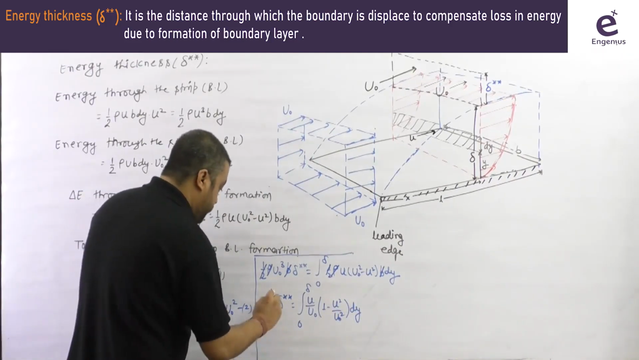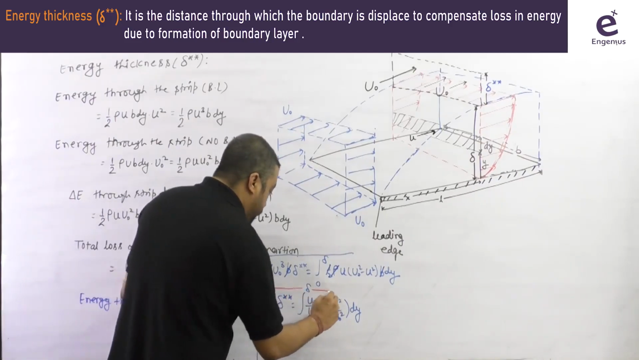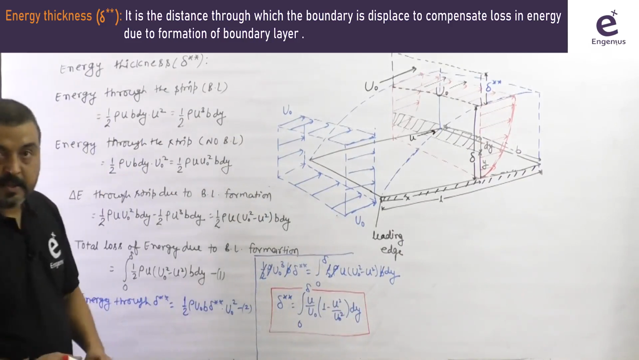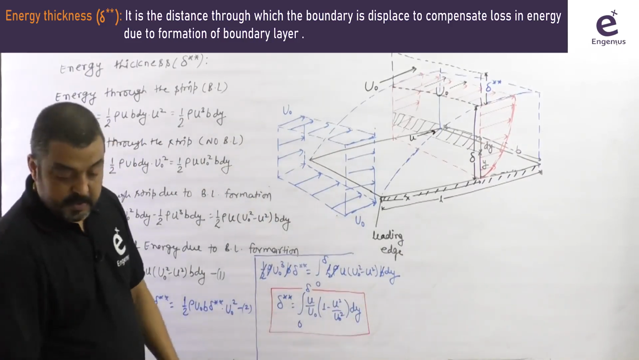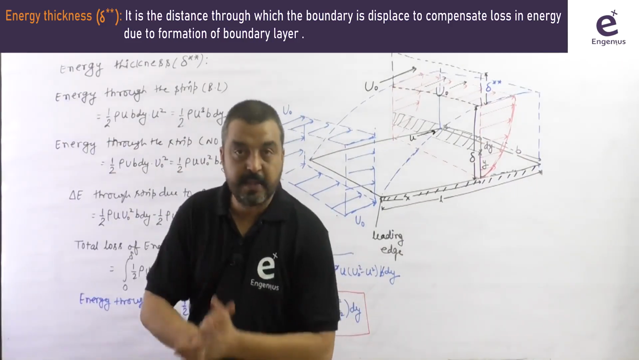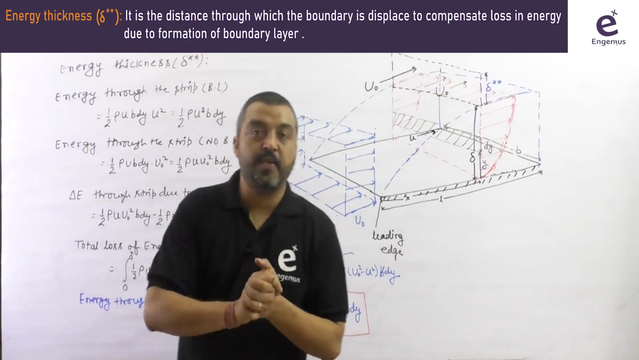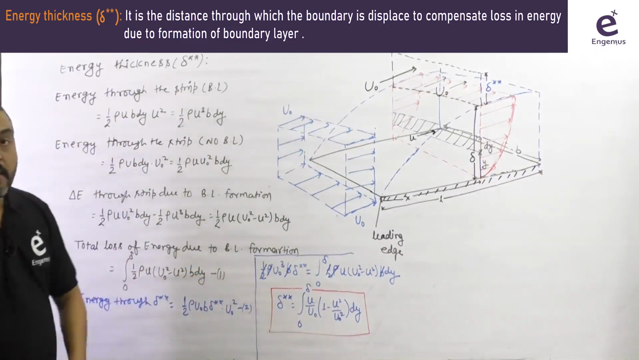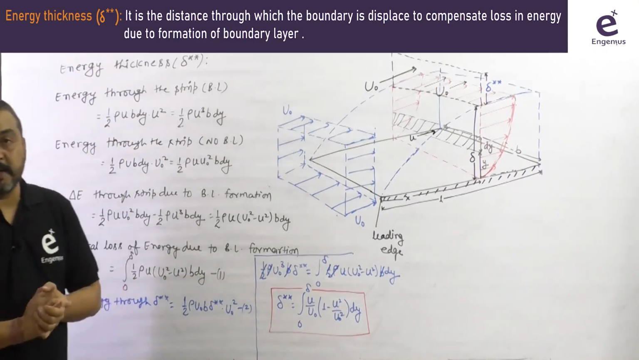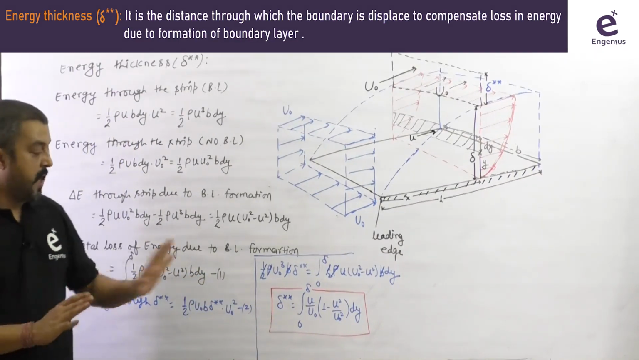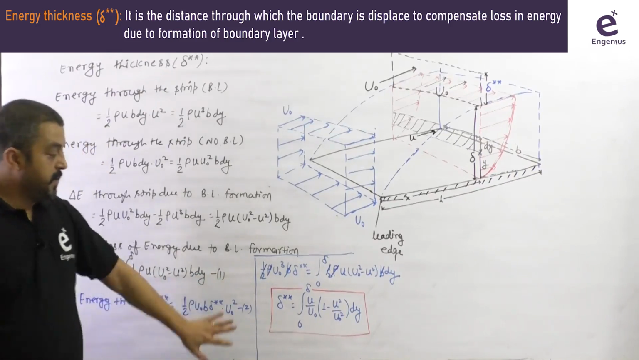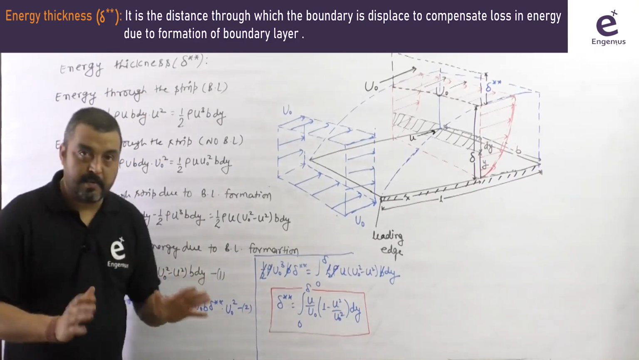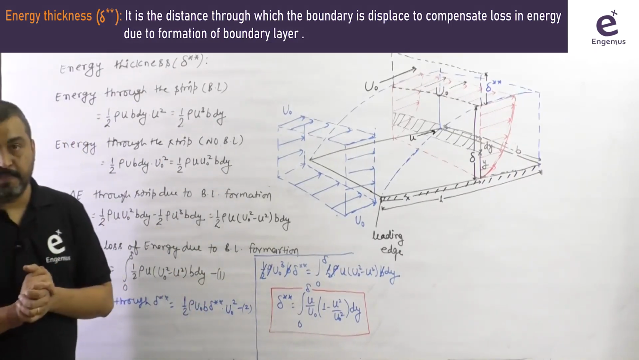So this is how we define the four parameters. First was the boundary layer thickness, second was the displacement thickness, third was the momentum thickness, and fourth is the energy thickness, which we have defined here. You should remember all three formulas. So this is the formula for energy thickness. I think this parameter topic is clear to you.